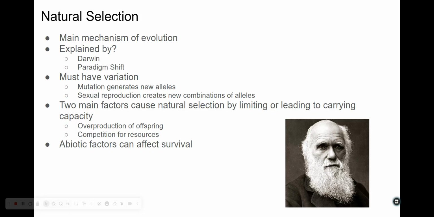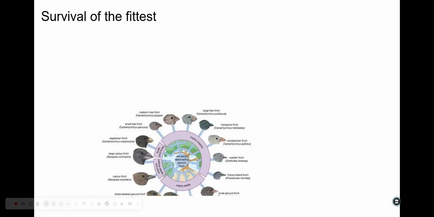Now, in addition to biotic or density-dependent factors, there are some abiotic factors that can affect survival as well, such as temperature, salinity tolerance, pH tolerance, and these can lead to natural selection too. These are typically density-independent factors.